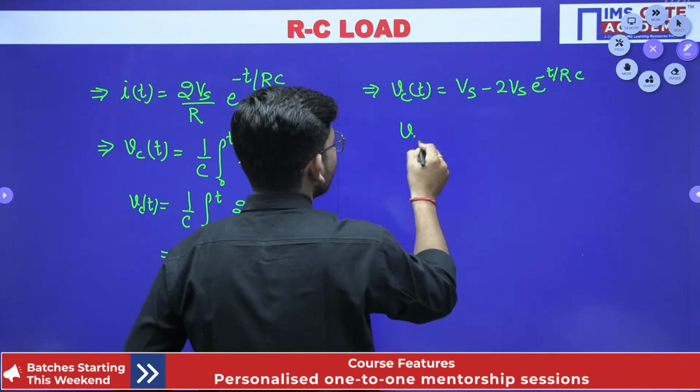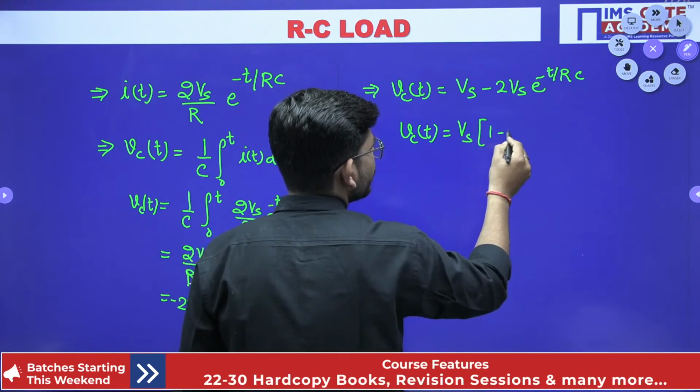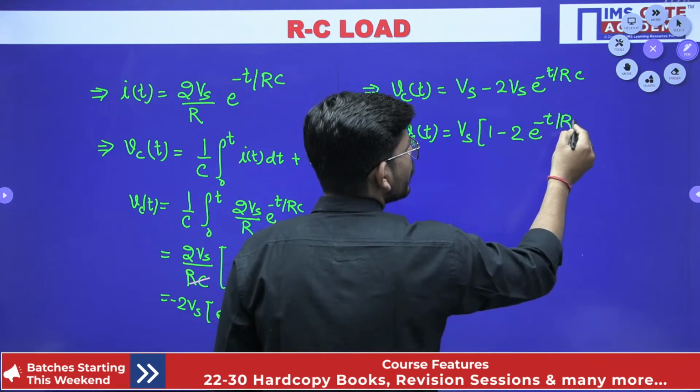So finally, what will be the capacitor voltage? Finally the capacitor voltage is Vs minus Vs times (1 minus 2 e to the power minus t over RC).